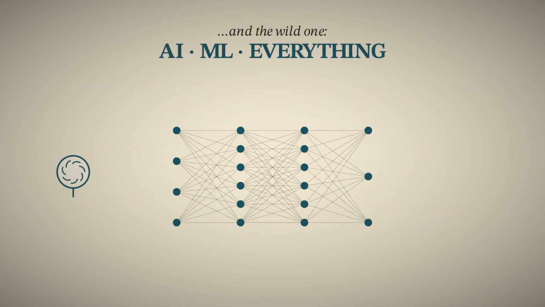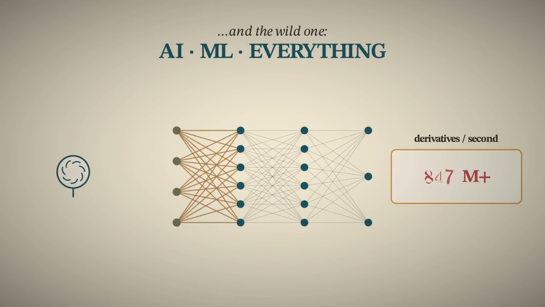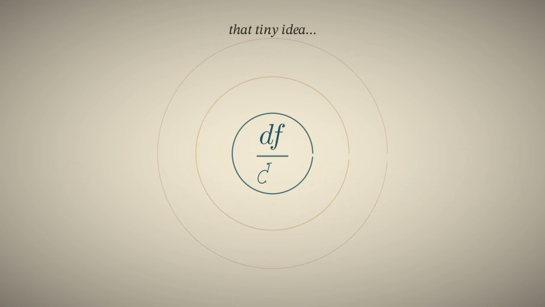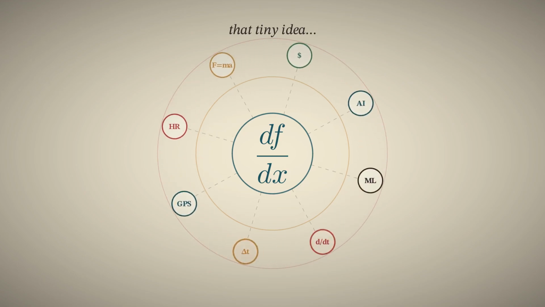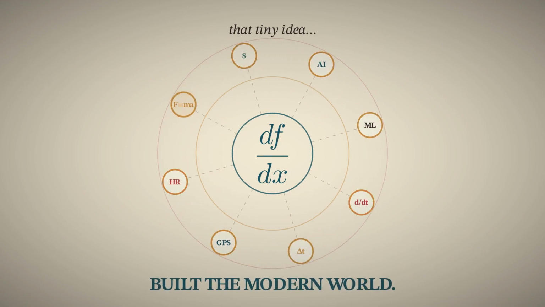Every machine that learns anything, every AI model, every voice assistant, every recommendation that knows what you want runs on derivatives. Millions of them. Every second. That tiny idea, figuring out how fast something is changing at one exact moment, built the modern world. That's not an exaggeration. It actually did.